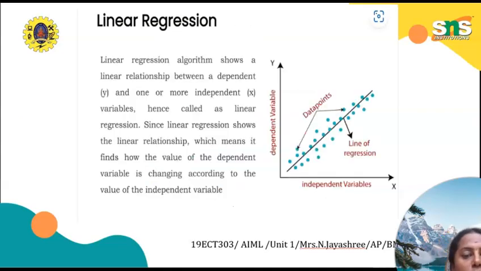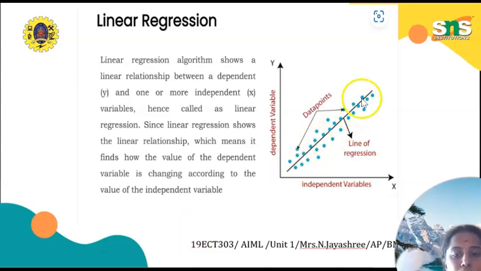Okay, so let us see what is meant by linear regression. This linear regression algorithm shows a linear relationship between dependent variables and independent variables, hence it is called linear regression. Since linear regression shows the linear relationship, it finds how the value of the dependent variable is changing according to the value of the independent variable. Here the y-axis is the dependent variable and the x-axis is the independent variable.